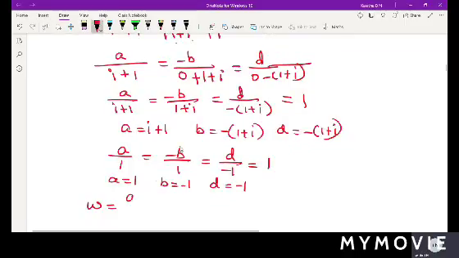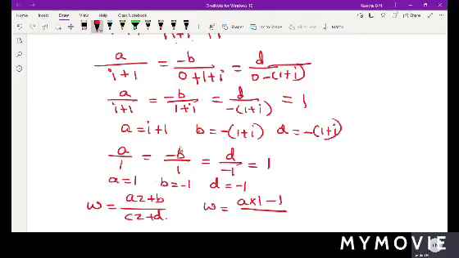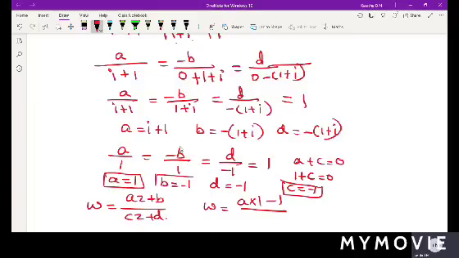Here w is equal to (az plus b) divided by (cz plus d). We need to find the c value also. How to find c? Here a plus c is equal to 0, which means a value is 1, plus c is equal to 0, so c is equal to minus 1. So a is 1, b is minus 1, d is minus 1 and c is equal to minus 1.